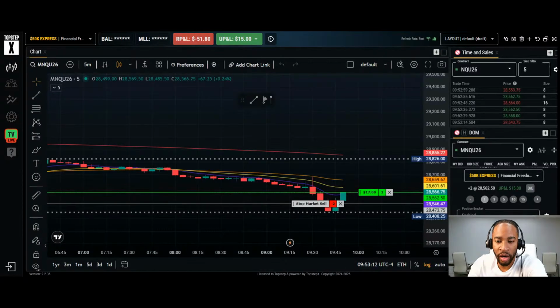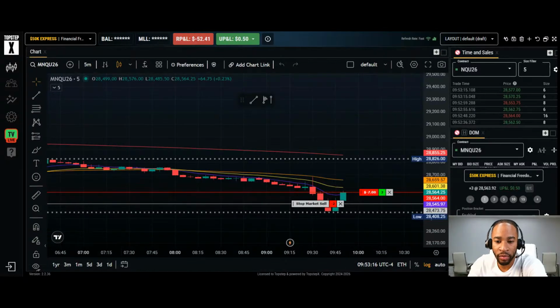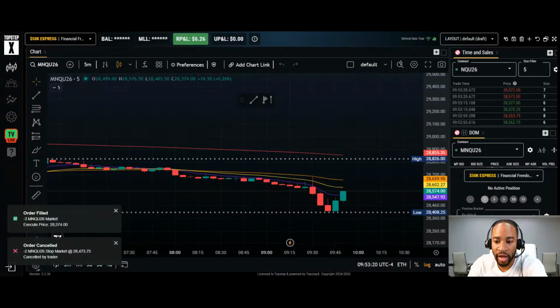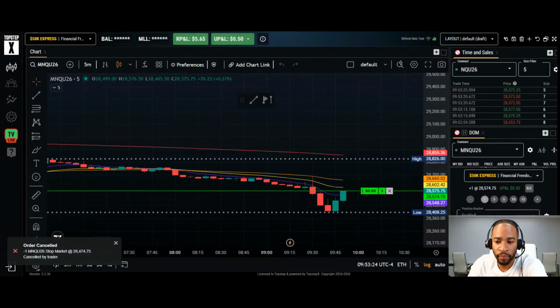All right, beautiful. All right, let me add one more. Order filled. Holding 3 contracts long right now. Beautiful. There we go. All right, order filled, family. So now I'm back green. Order filled. I'm up $5.65. I'll add more if we continue to go higher. At one point, I was down 200 and some change. Let's go. Come on.